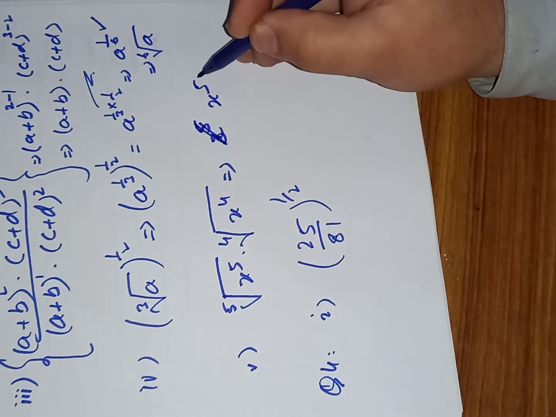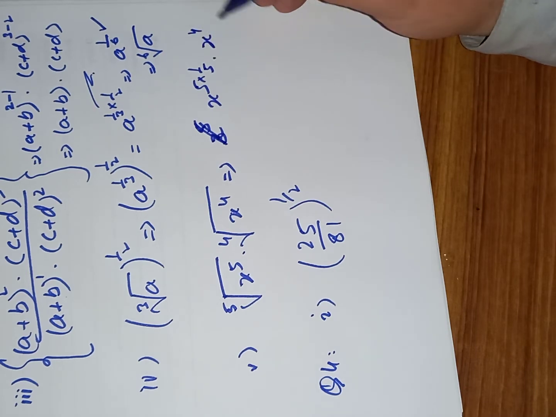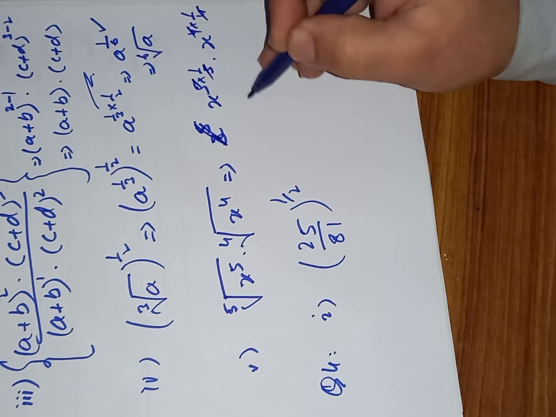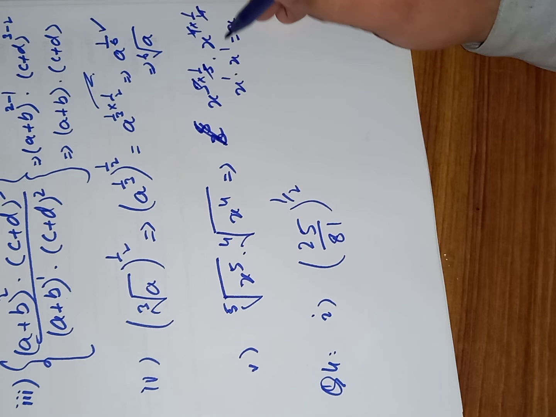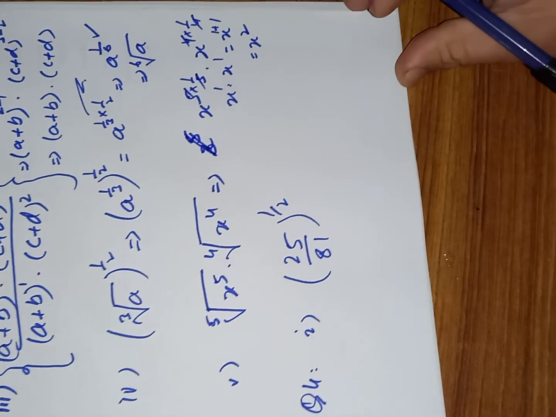Now in this one again, x to the power 5 with the fifth root means power 1 by 5, and here x with the 4 power with the fourth root, they will cancel. So x to the power 1 into x to the power 1, the powers are going to add because they are multiplying. So 1 plus 1, x becomes x squared.